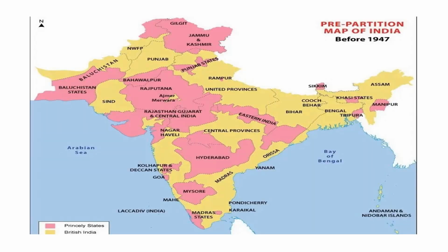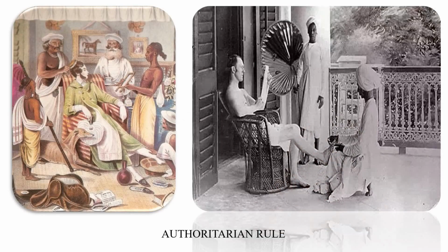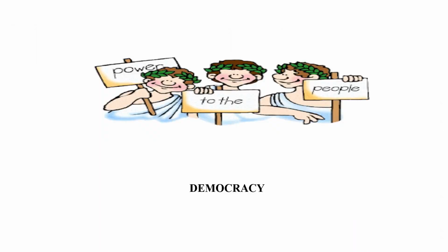Now, imagine yourself as a citizen of the country at the time of partition. How would you want your country to be? Though you might have different opinions, a country where everyone has equal rights would be one of your prime expectations. The long experience of authoritarian rule under the colonial state convinced Indians that free India should be a democracy in which everyone should be treated equally and be allowed to participate in government. What remained to be done then was to work out the ways in which a democratic government would be set up in India and the rules that would determine its functioning.